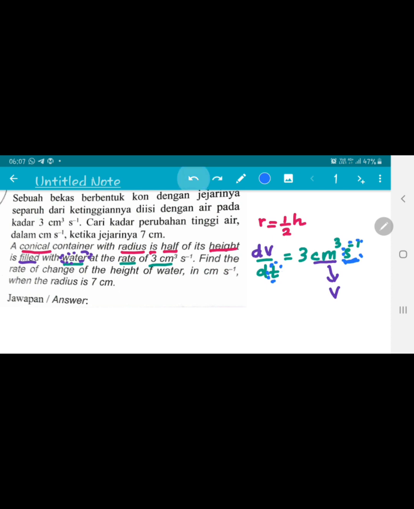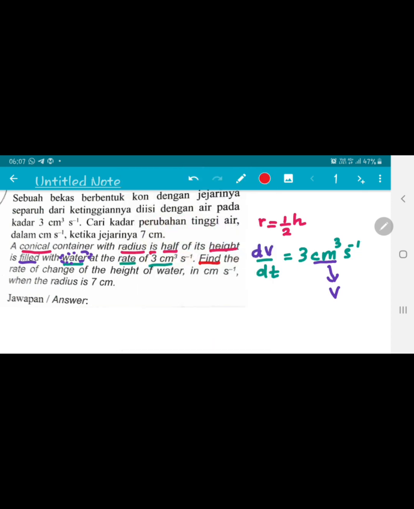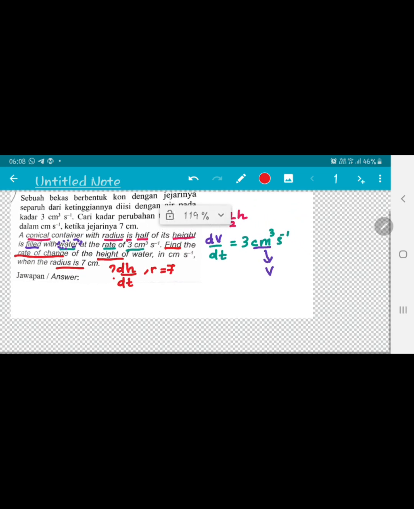Okay, next, kita baca lagi. Soalan kata apa lagi? Find, what you want to find? Find the rate of change. Again, put over dt, we have the word rate there, of the height of water. Let h be height, so dH over dt. You want to find dH/dt in cm per second when the radius is 7. They ask for the value of dH/dt when r is 7.